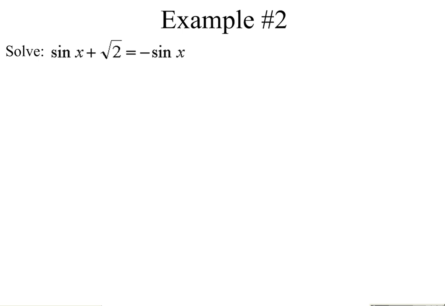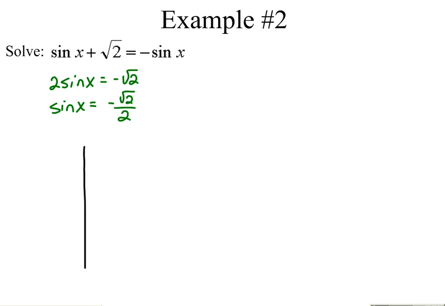So number 2. Sub-goal in solving, get the trig function by itself. So just like in regular equations, we want to get everything with a variable to one side, everything that doesn't to the other. When it's trig functions, we want to get all the trig functions together. So I'm going to add the sine x over. I'm going to subtract the root 2 over to the other side. Finish solving. We get sine x equals negative root 2 over 2.